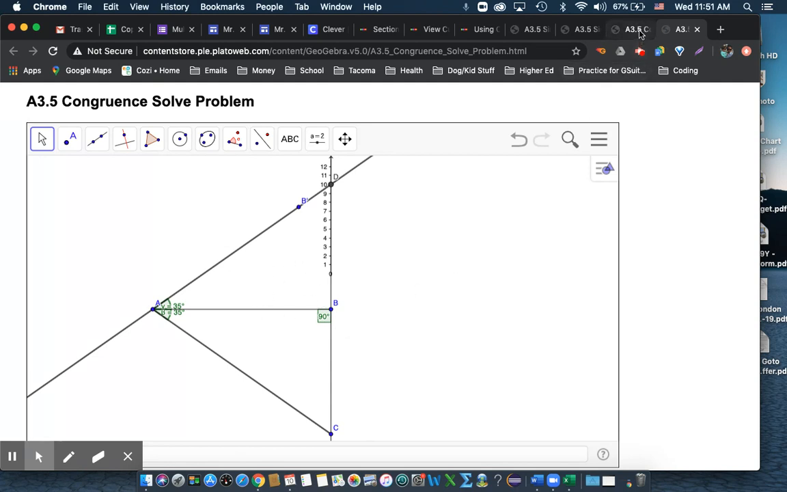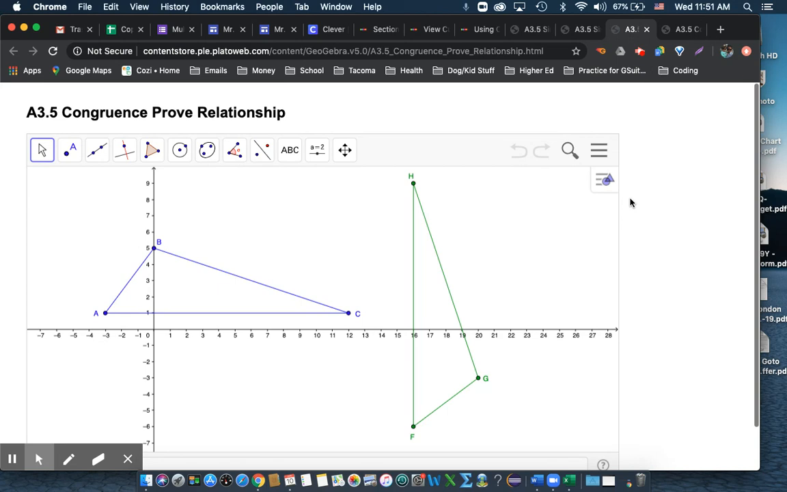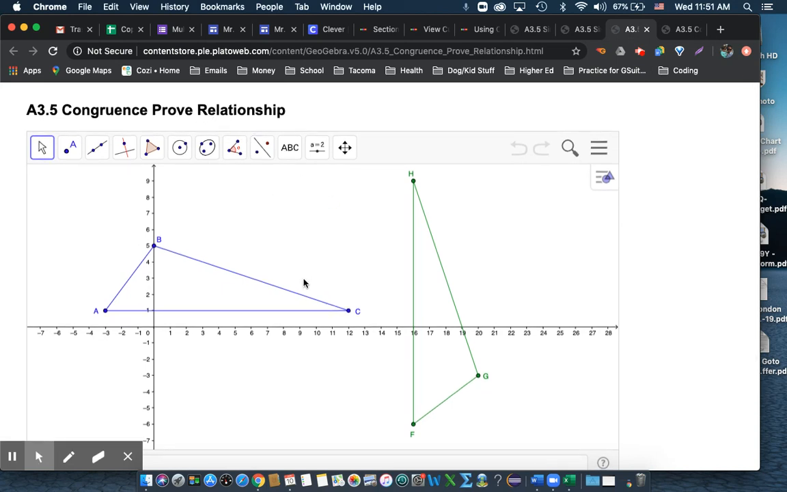On the next activity, you'll click on it, and it'll look like this. So congruence, proven relationships. I think they may ask you to do some transformations. Don't worry about the transformations. The big thing that we want to be able to do is how can I tell that this triangle is congruent to this triangle? They obviously have some different orientation, but I should be able to tell the sides that are corresponding just by looking at them. For example, the shortest side in the blue triangle should correspond to the shortest side in the green triangle.